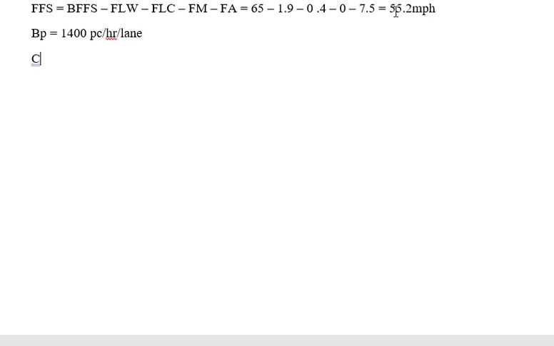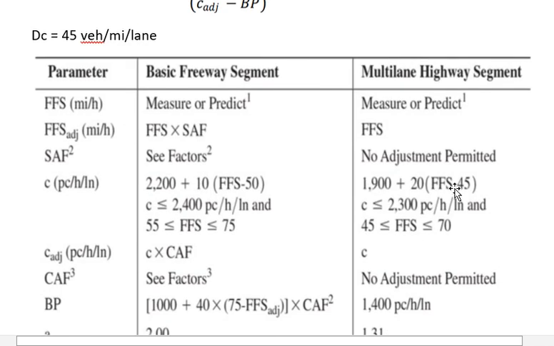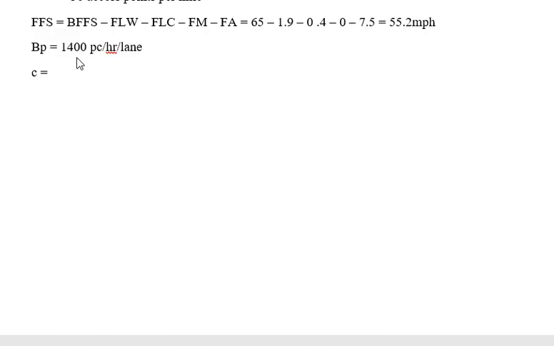Capacity, again we'll use the capacity equation. Capacity equation is this one. Very similar to freeway, but numbers are changed. The free flow speed we just calculated, so use the free flow speed to calculate the capacity. The capacity comes out to be 2104 passenger cars per hour per lane.